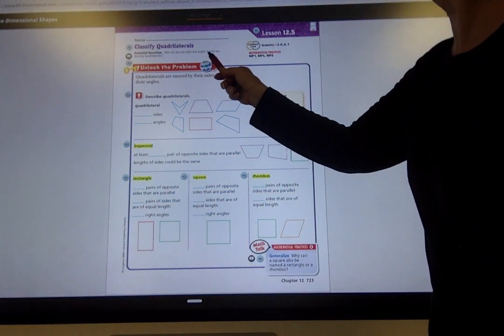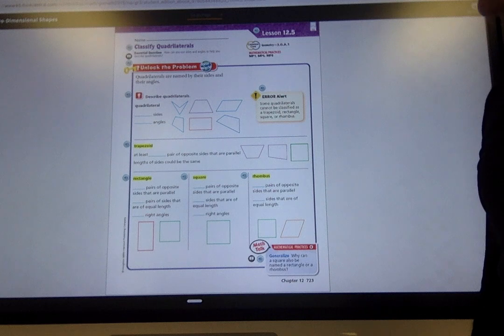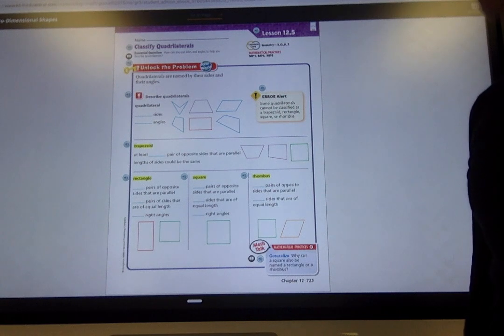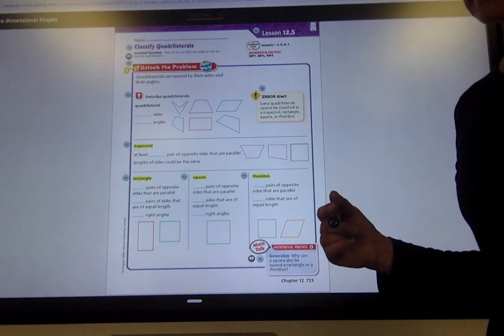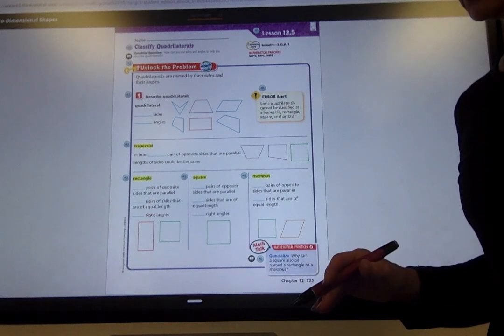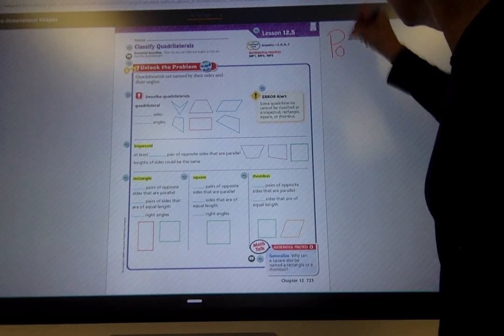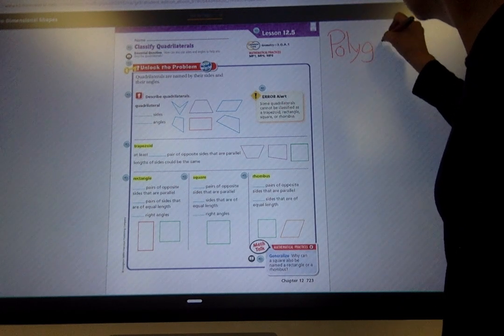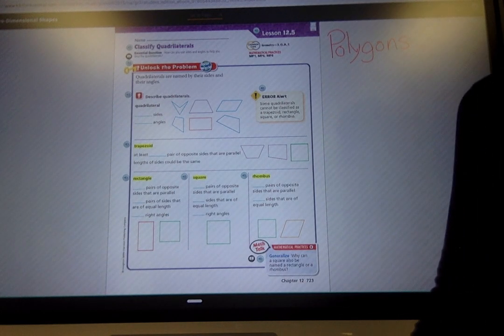How can you use sides and angles to help you describe quadrilaterals? Well, first of all, what's a quadrilateral? Well, we know quad means four. And we know that there are shapes that are made of line segments, and they are closed plane figures, and they're called polygons. But polygons can be separated into groups also. Now, you know what a three-sided figure is. That's called a triangle. So what do you suppose a quadrilateral is?